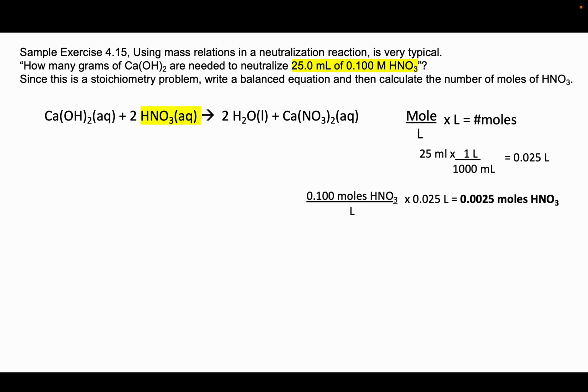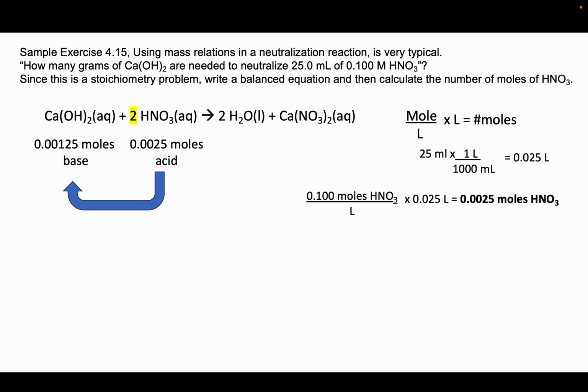So let's combine that to get to number of moles. It's 25 milliliters of solution, so if we divide by 1,000, we can determine how many liters of the solution we have. Now, if we take moles per liter times number of liters, that tells me how many moles we have of the nitric acid. So we have 0.0025 moles of nitric acid. Based on the balanced equation, we would need half that amount of base. I say half that amount because look at the coefficients. For every 1 calcium hydroxide, it requires 2 moles of nitric acid.